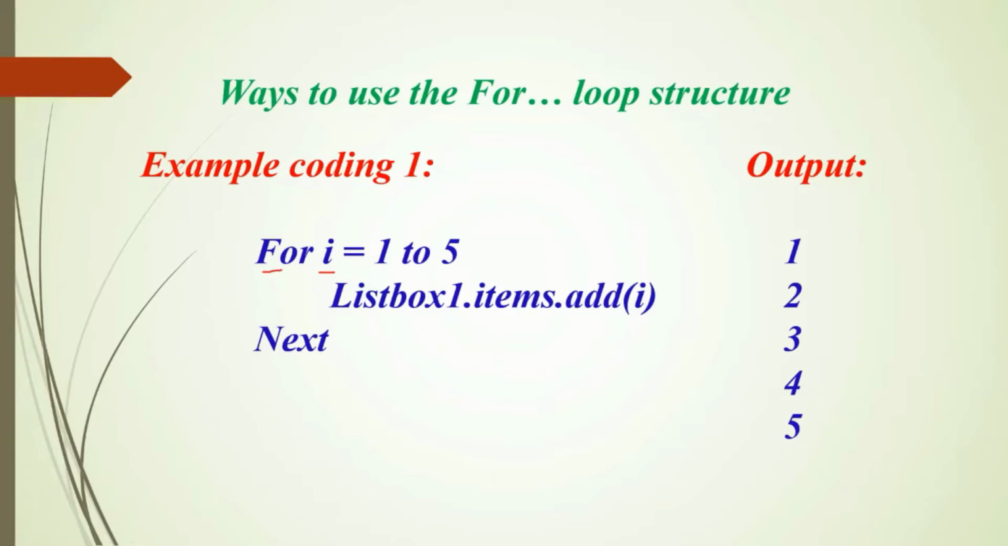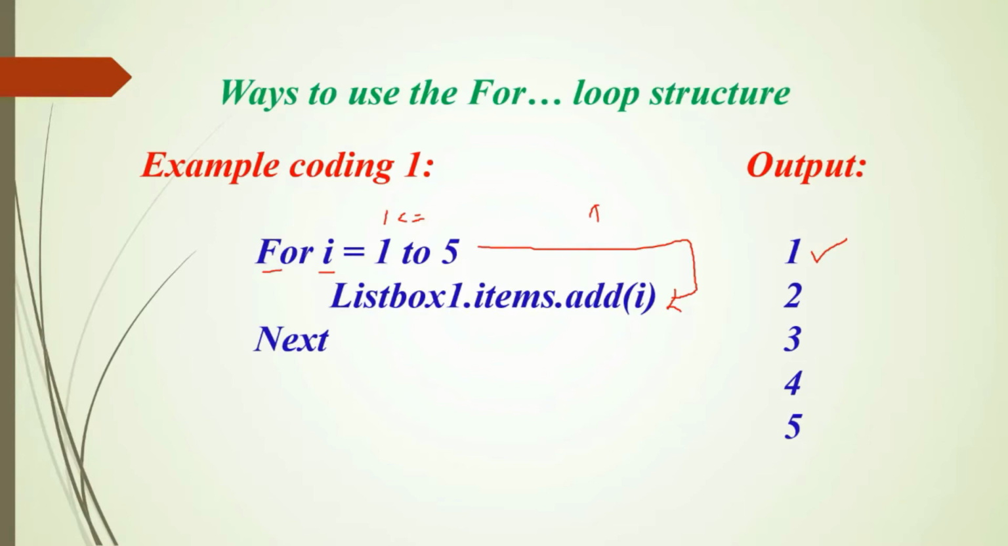Let me explain the working principle. First, I check the value. The value of I is 1 and 1 is less than or equal to 5. The condition is true. If the condition is true, the control transfers to the next statement. So what is the next statement? ListBox1.Items.Add(I). Consider that this is the list box. On the list box, the value of I is added. So the value 1 is added in the output window.